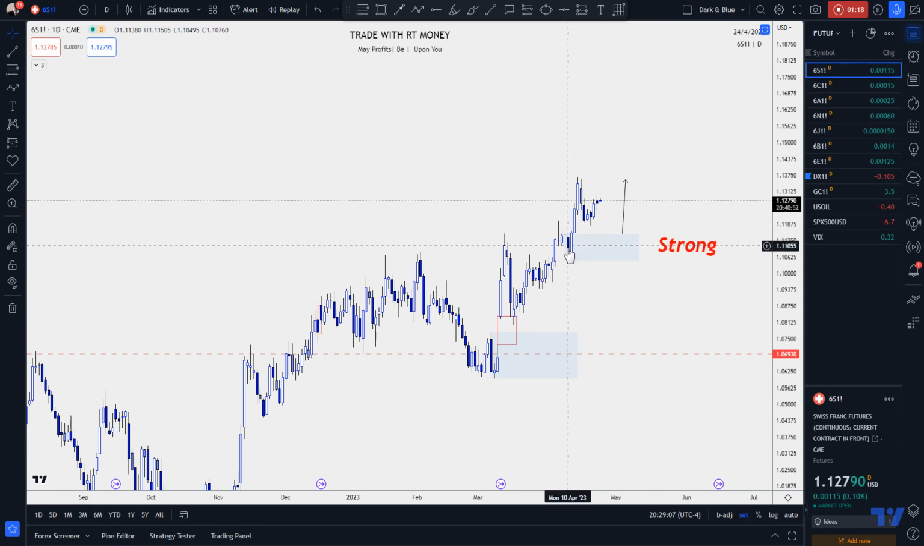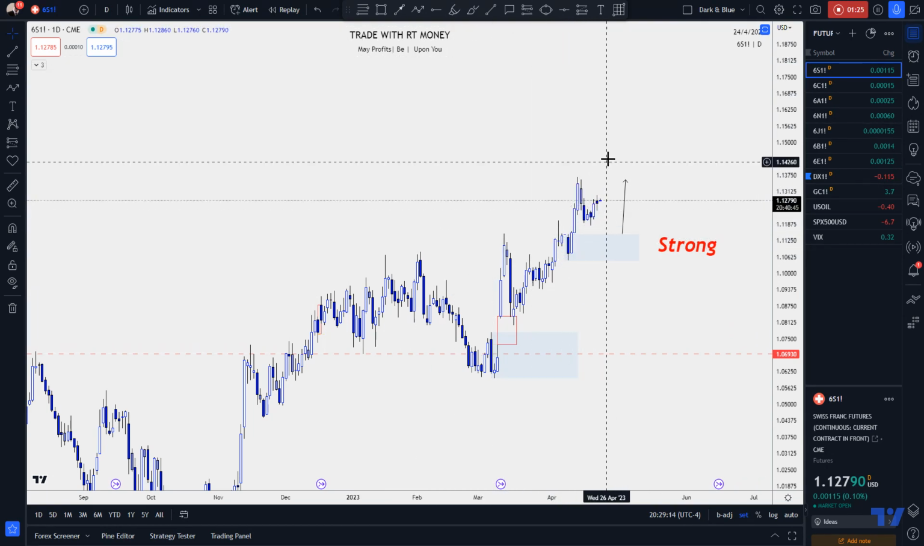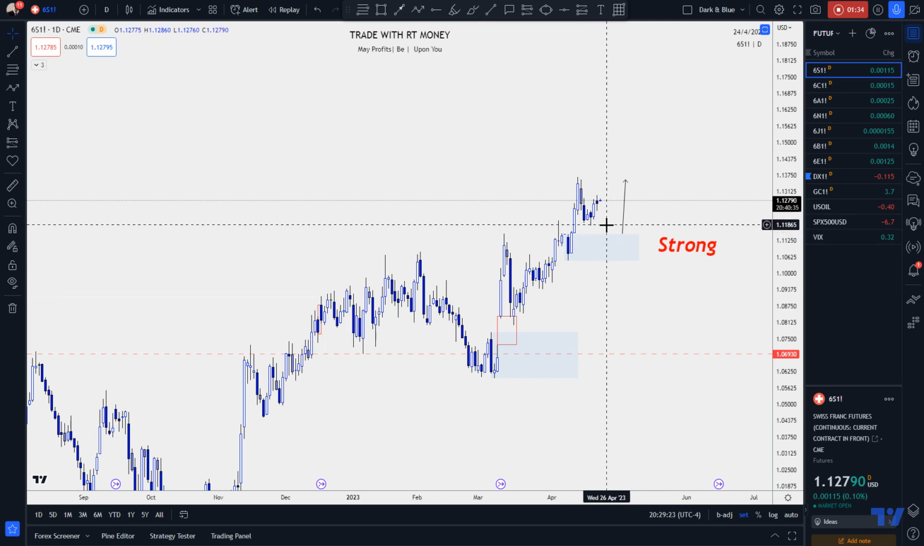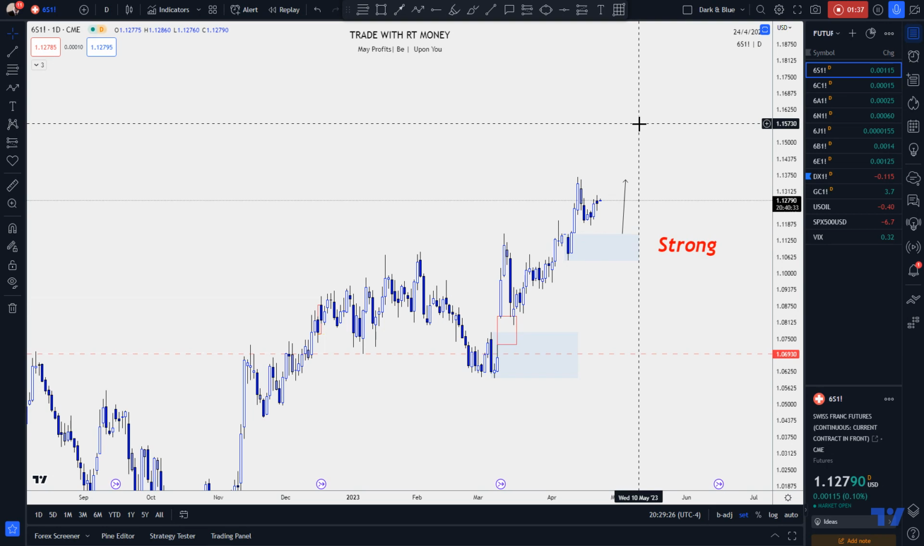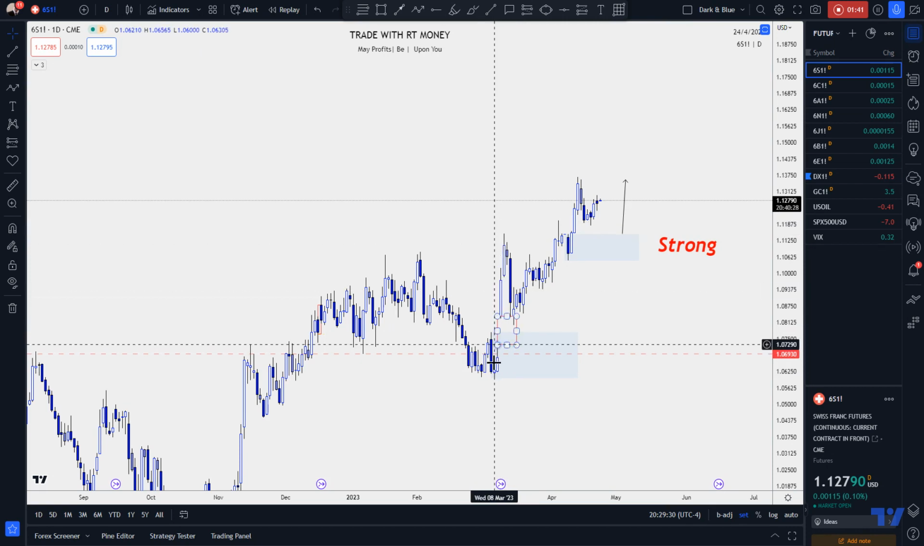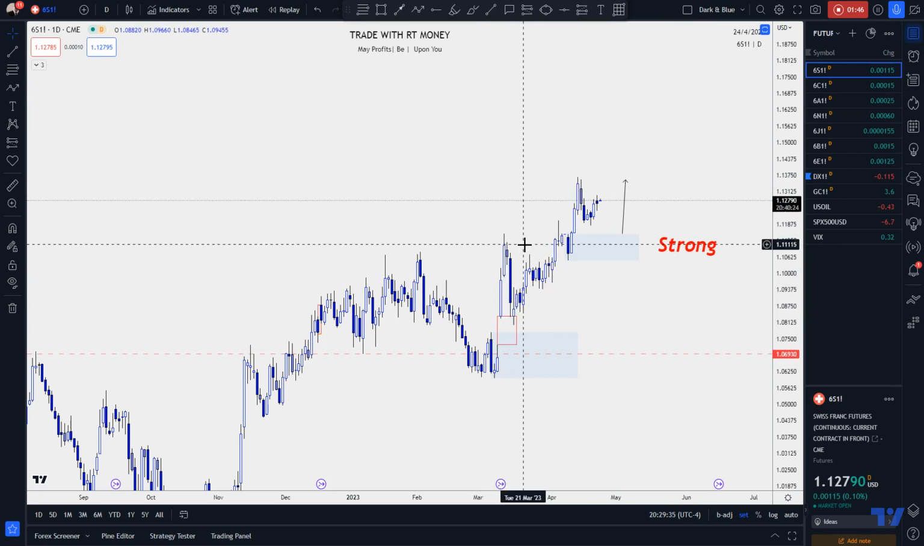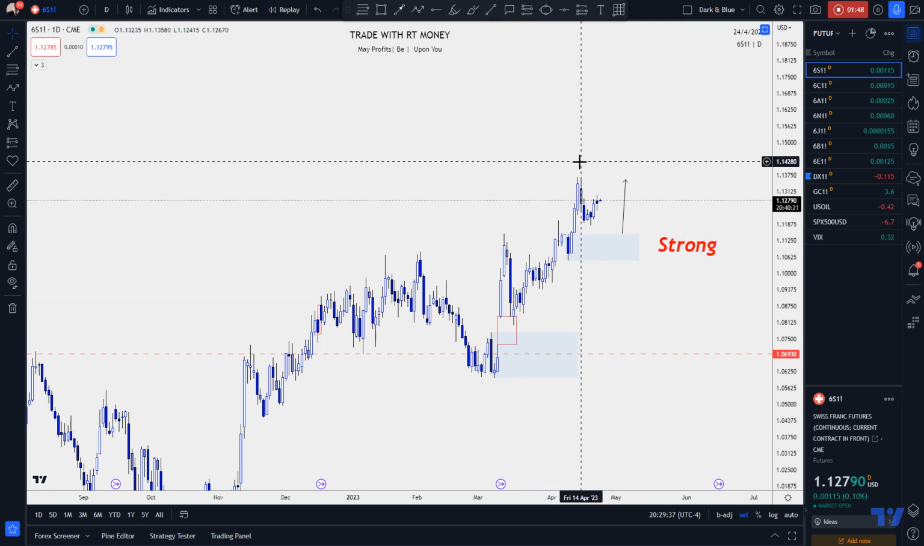I think it's strong. I love the way it broke structure here. It broke out from these levels, and I think it's going to go higher. I think there's a possibility that it may come down in the near term, and turn around and pop up. This is a good leg of structure from this breakout here, the pullback, and then the breakout of this level, up here.